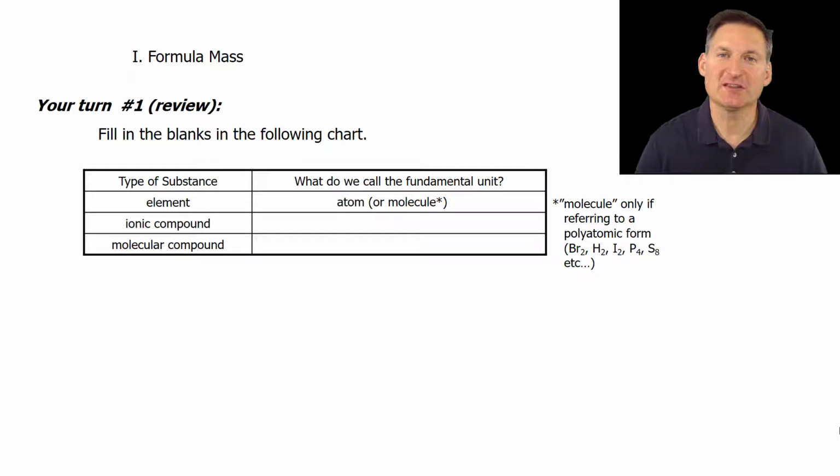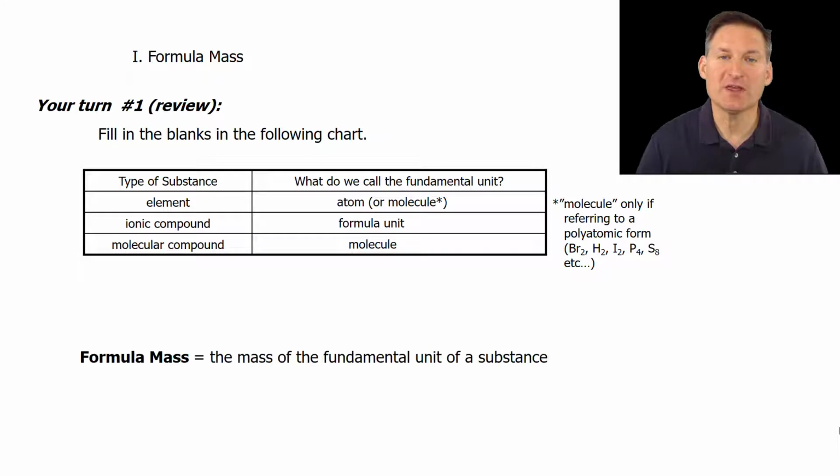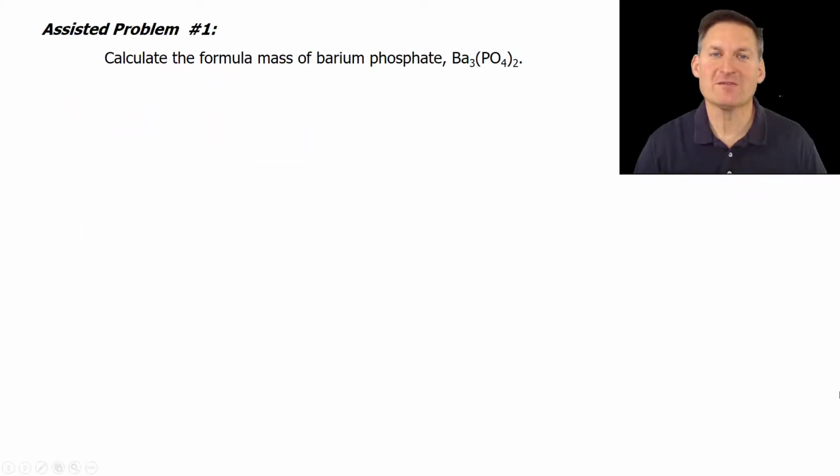So for an element, the fundamental unit is an atom, or a molecule if you're talking about a polyatomic form like Br2, P4, etc. For an ionic compound, it's a formula unit, and for a molecular compound, a molecule. Now that we reviewed that, we can state that the formula mass is simply the mass of the fundamental unit of a particular substance. For example, let's say we want to calculate the formula mass of barium phosphate.